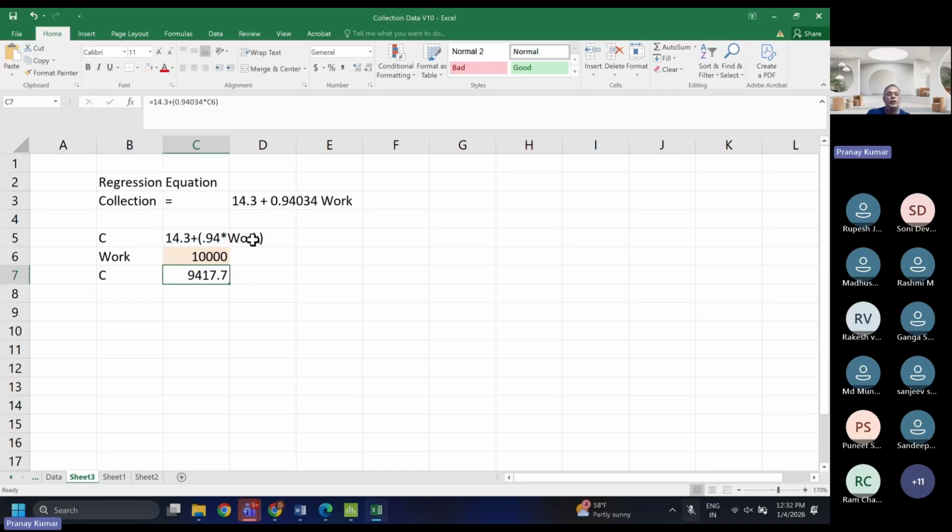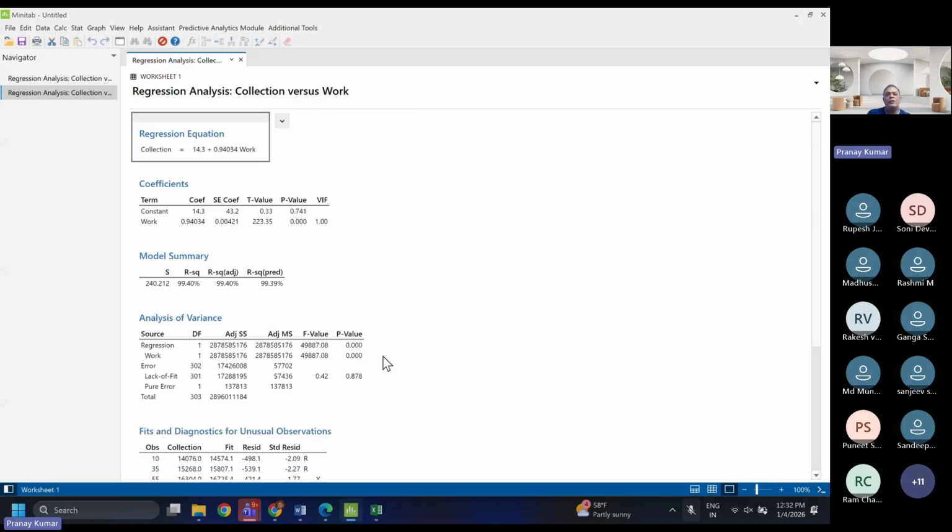Or you can create a formula in a different way. If you know collection, you can find out work. If you know work, you can find out collection. Everyone, please try doing this on your machine. If you are stuck, ask me to share your screen and I will be able to help.